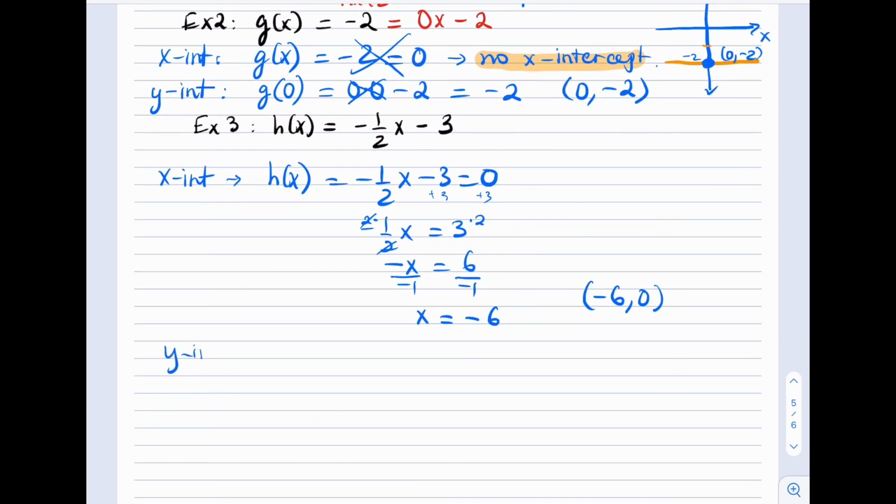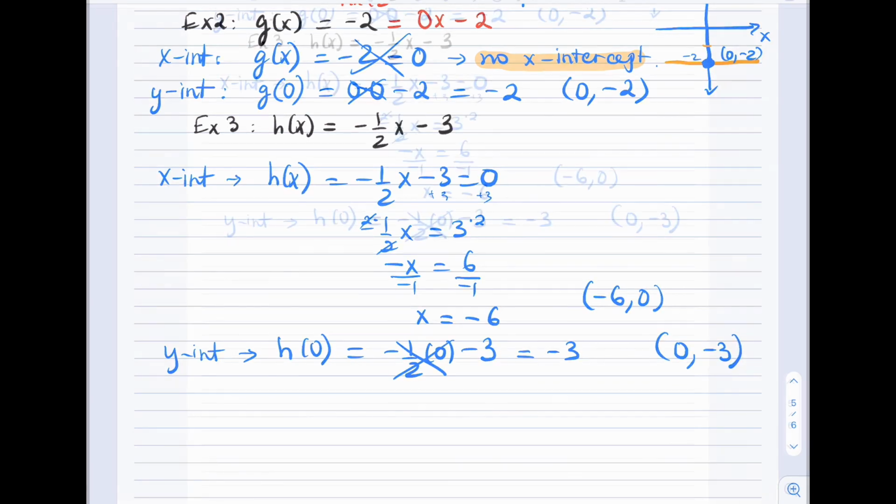And then the y-intercept, let x be 0. So we're looking at h of 0. That's negative 1/2 times 0 minus 3. Well, negative 1/2 times 0 is just going to be 0. So at the end, we get negative 3 left. So the y-intercept would be the point 0, negative 3.